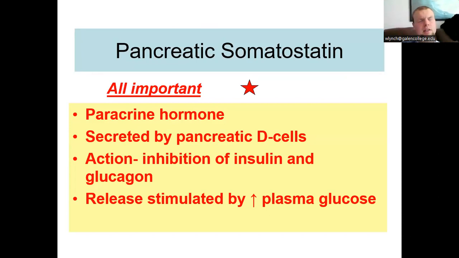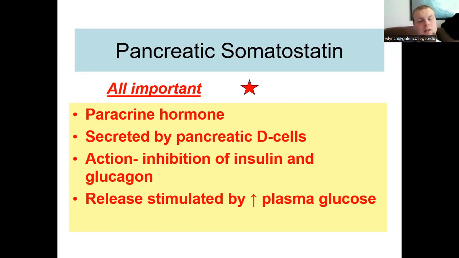Here we have pancreatic somatostatin. All right, so we had somatostatin in the hypothalamic pituitary axis. This was inhibiting growth hormone release. Here for the pancreatic somatostatin, we're going to be inhibiting insulin and glucagon activity. So pancreatic somatostatin is from the delta cells, or the D cells of the pancreas. This is classified as a paracrine hormone because it's working on the tissue around it. It's working on the interstitial fluid and the interstitial space around the cells.